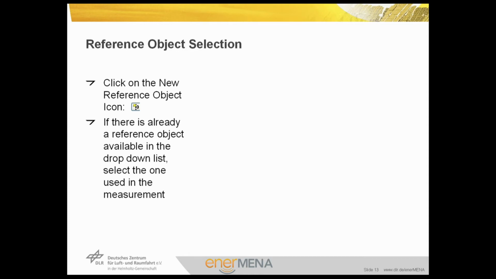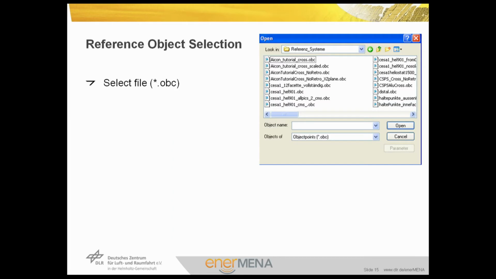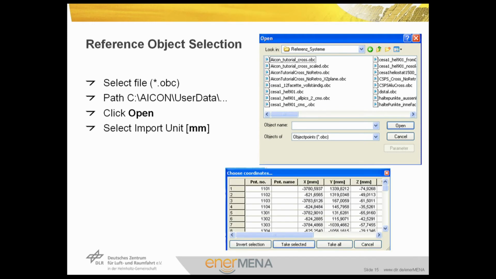If there are already reference objects available in the drop-down list, select the one you have used in the current measurement. You can also load a reference object either from the current project or from a file stored on your computer. For example, click Coordinate File and you will be asked to select the reference system with the file extension OBC. These files are also stored on your computer under C AICON User Data. Click Open. You are then asked to check the import unit, which should be millimeter. You can select all points or only a fraction of them, and you can cross-check the data using the 3D view. You can then edit the name of the reference object and save it under a different name.